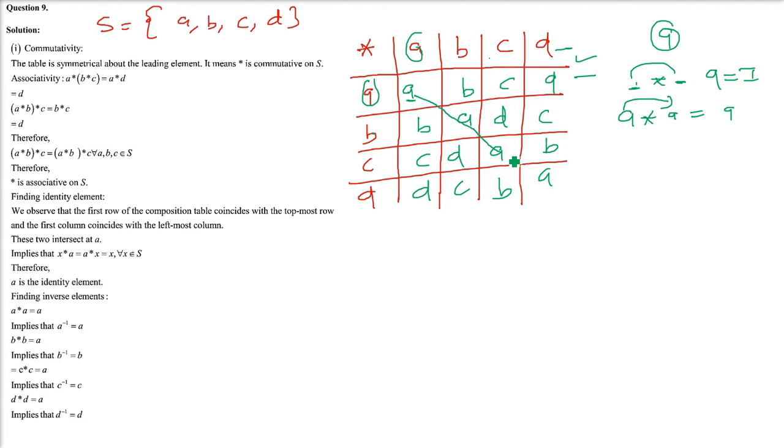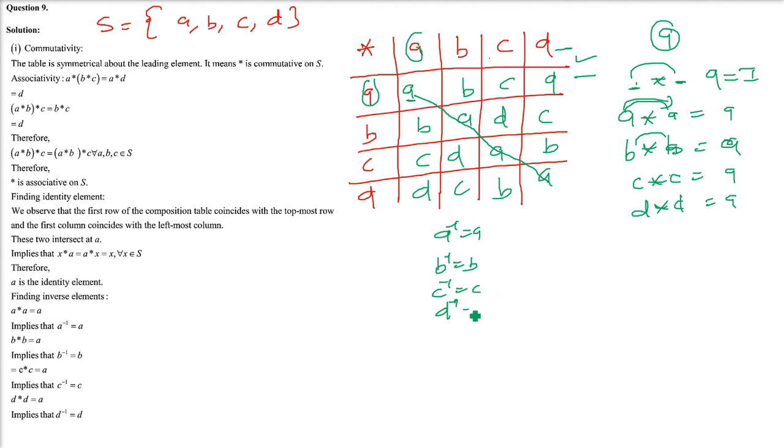So on this diagonal, all the values on the row and column which intersect in this diagonal are going to give you this value. B star B is A, so B is the inverse of B. C star C is equal to A, so C is the inverse of C. D star D is equal to A, so D is the inverse of D. I hope you got the idea. First we found the identity element as A. So A inverse is A, B inverse is B, C inverse is C, D inverse is D.